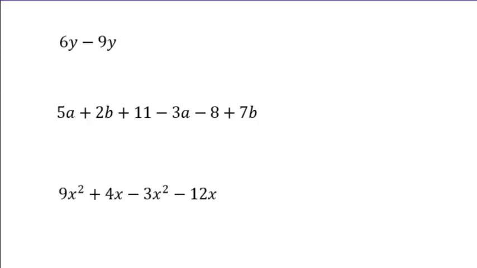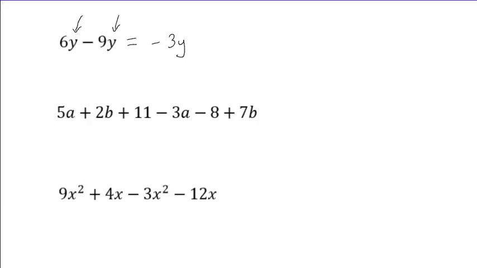Welcome back. And so the first one is you have 6 of the letter y and 9 of the letter y. So again, you see that the variable part is exactly the same. And so what we're going to do is 6 minus 9. Now, if subtracting numbers, if using integers is difficult for you, you can go back to one of the previous lessons on adding and subtracting integers and review how to do that. It's the exact same process. So 6 minus 9 is equal to negative 3y.